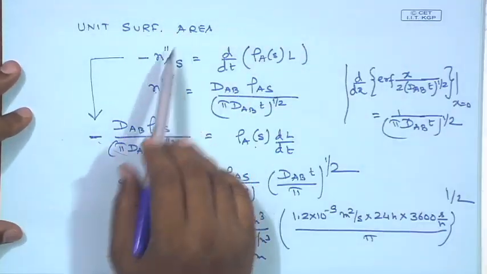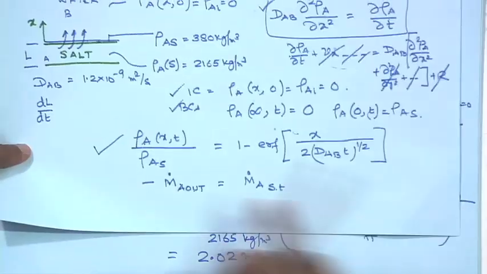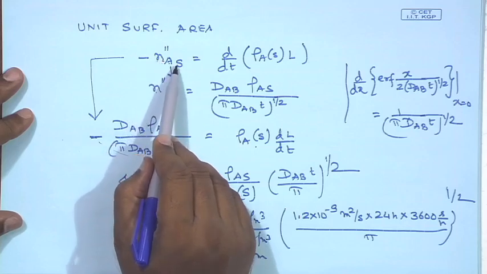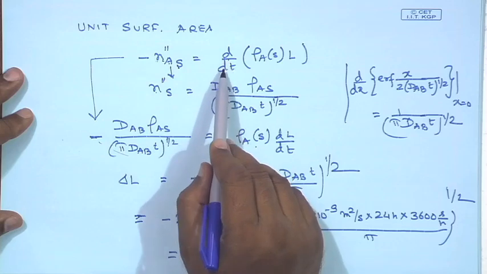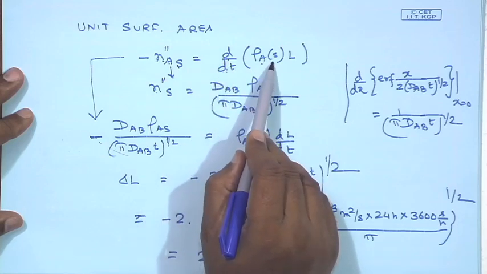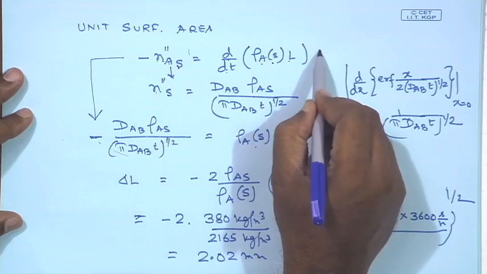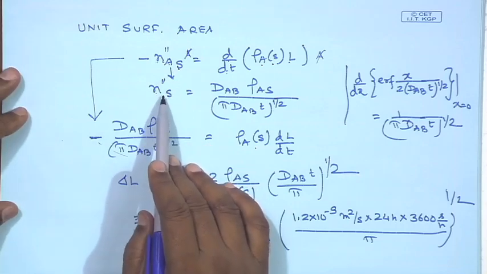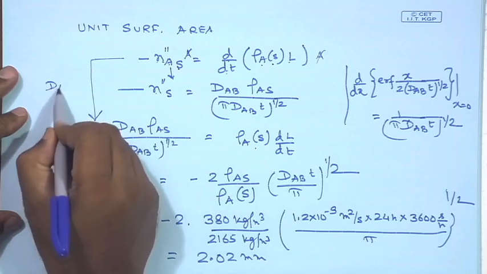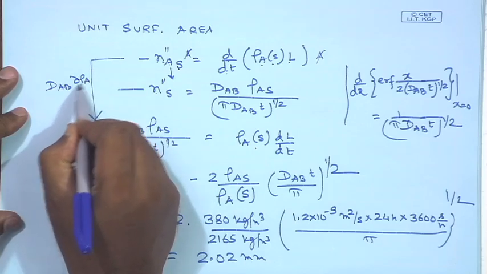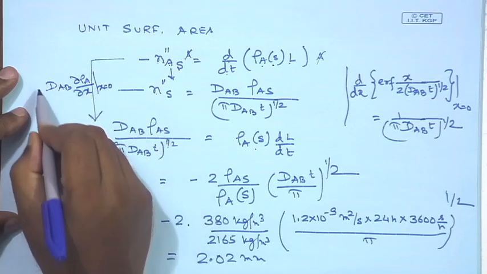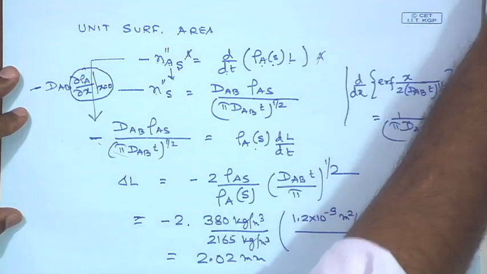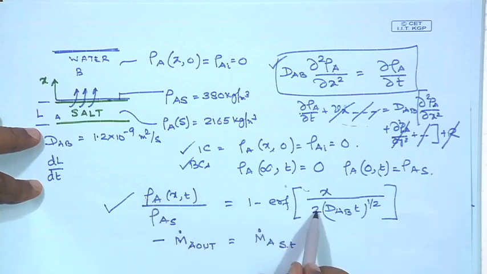When I express it in terms of a unit surface area, the area will cancel from both sides. So, what I have then is the mass flux of A at the surface is equal to d/dt of rho A of the solid salt times L, and the area simply gets cancelled. So, my mass flux can be written as minus DAB times del rho A by del x at x equals 0. I already have the expression for rho A in terms of error function.